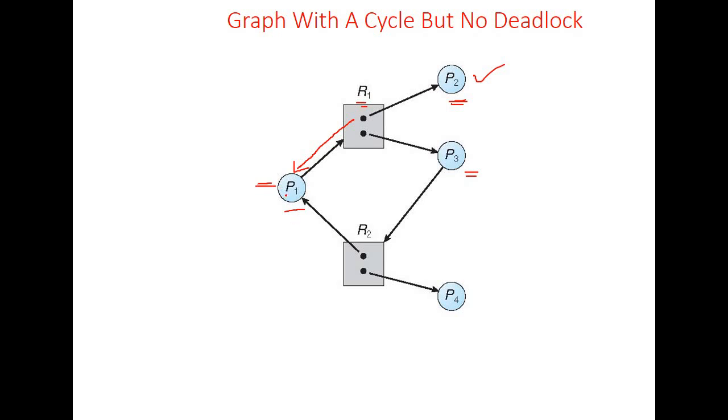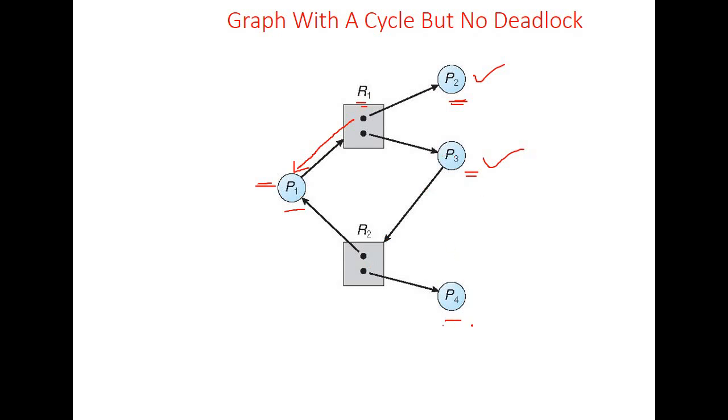P1 already has R2, and now it will get R1 also, so P1 will go for execution. Once P1 completes its execution, it will release R1. Then the next process which is waiting, what is the next process? P3. P3 is waiting for R2. P3 will get R2 because P1 is completing its execution, so R2 is released. Once R2 is released, P3 also will go for execution.